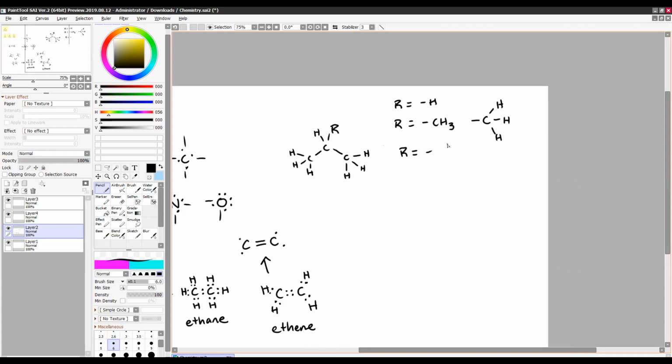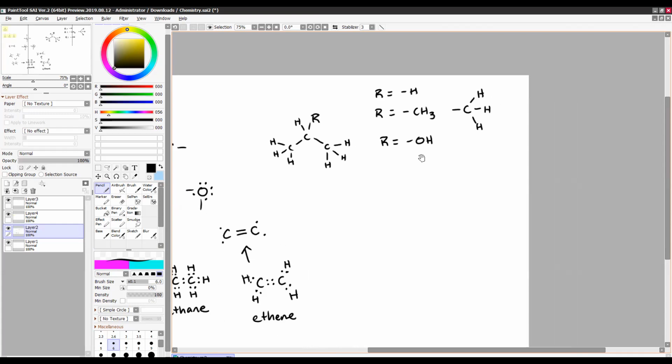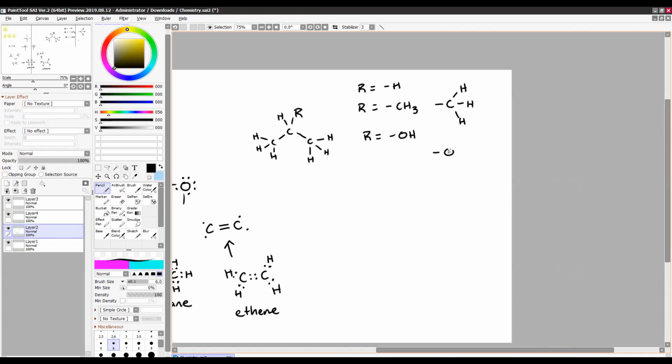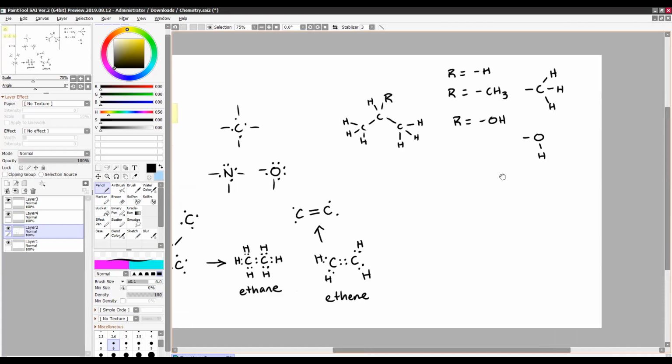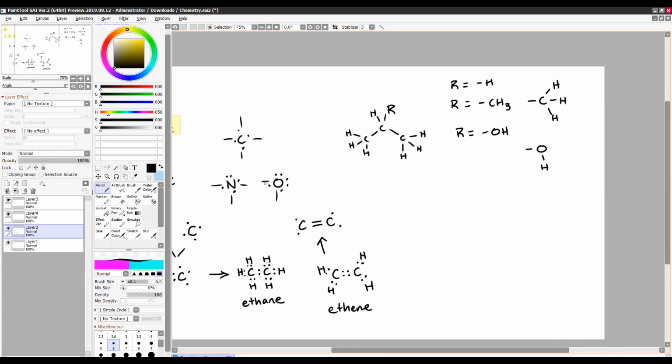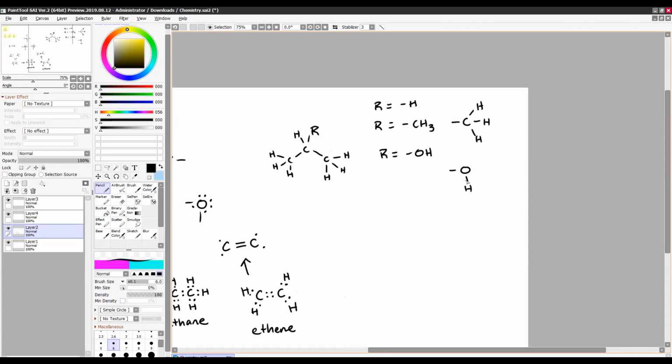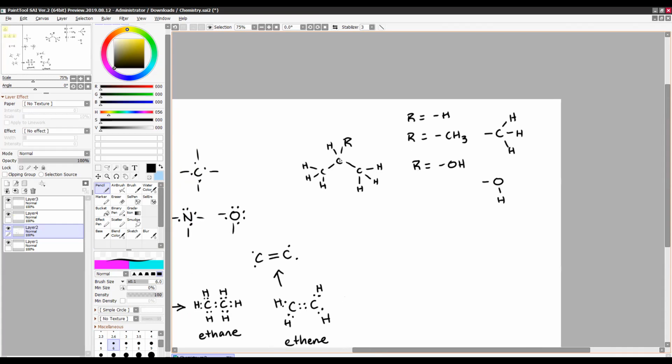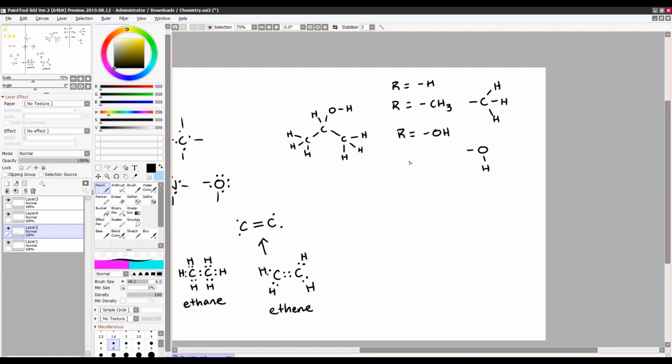R could be an OH, or a hydroxyl group. That would look like this, because remember, oxygen forms 2 bonds. So 1 bond is to a hydrogen, 1 bond is to this carbon. So that would look like this. R could also contain a nitrogen.